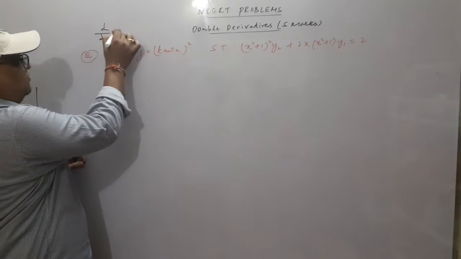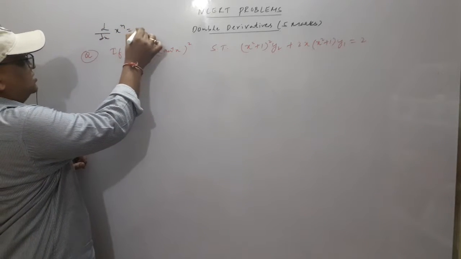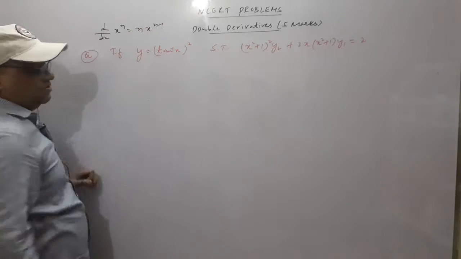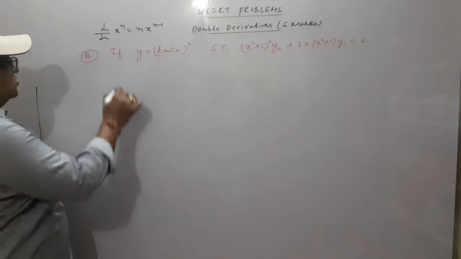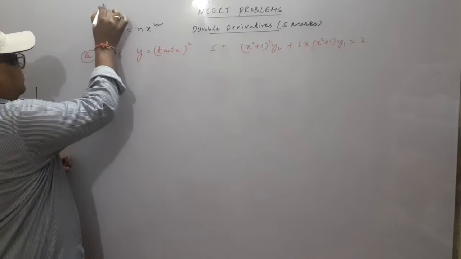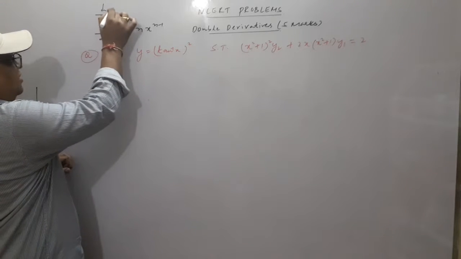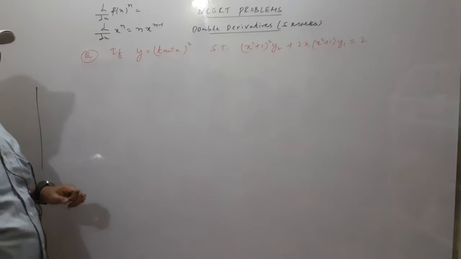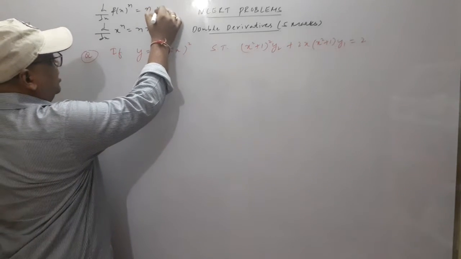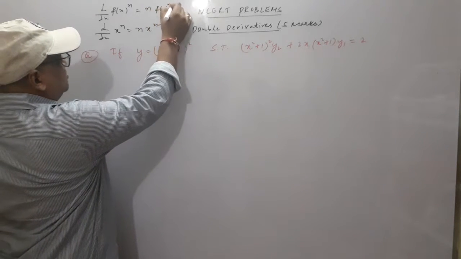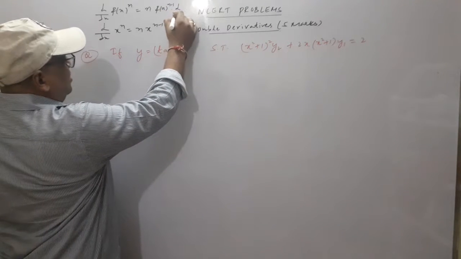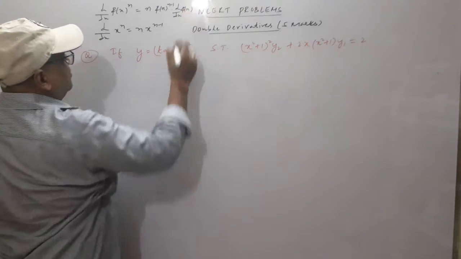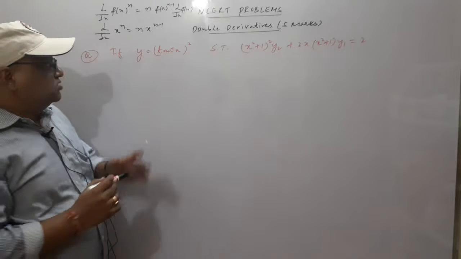d by dx of x power n is n x power n minus 1. Also, when this is applied, d by dx of f of x to the power of n can be written as n f of x to the power of n minus 1 into d by dx of f of x. So, this is the basics.